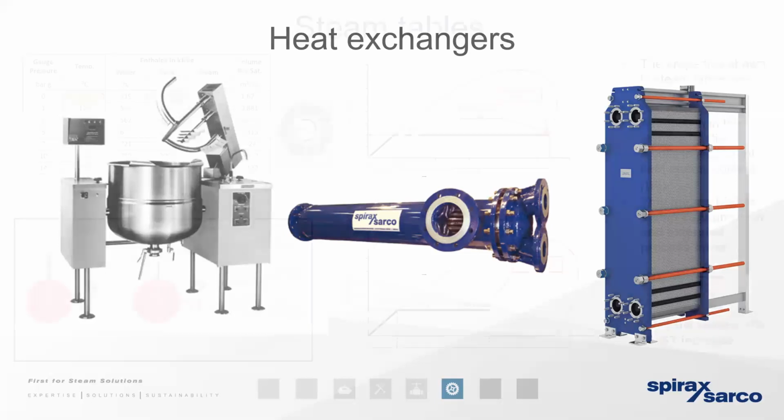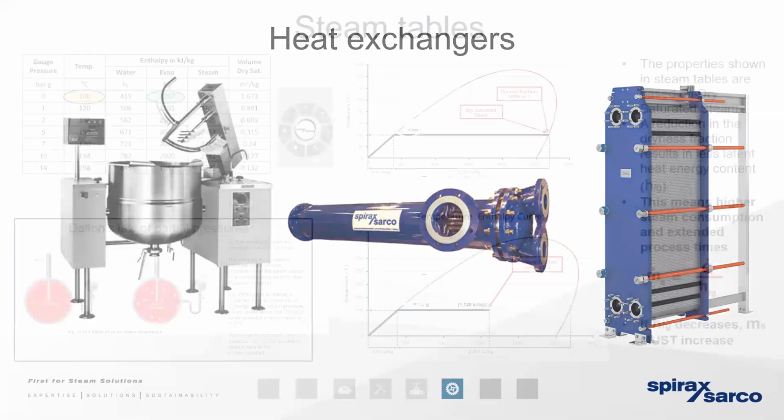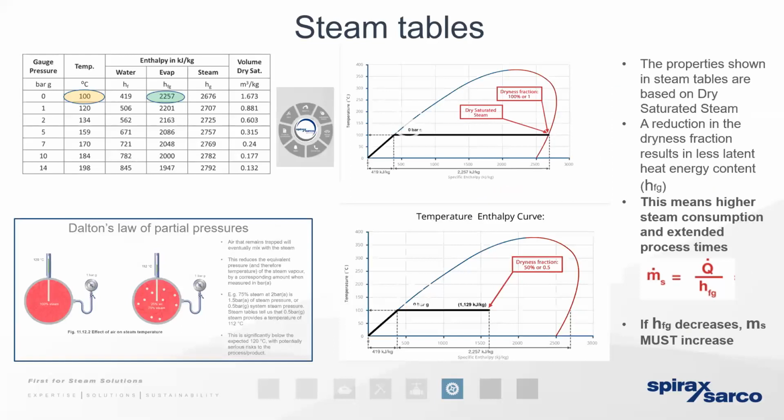So I just want to come back to the steam table slide that we looked at previously. We know that when steam gives up its latent heat, its useful heat, it condenses. And we know that the condensate retains its sensible heat, which is approximately 25% of the total. So, for example, if we're looking at condensate at 2 bar gauge, the temperature of the condensate is going to be 134 degrees. The energy present within the condensate is going to be 562 kilojoules.